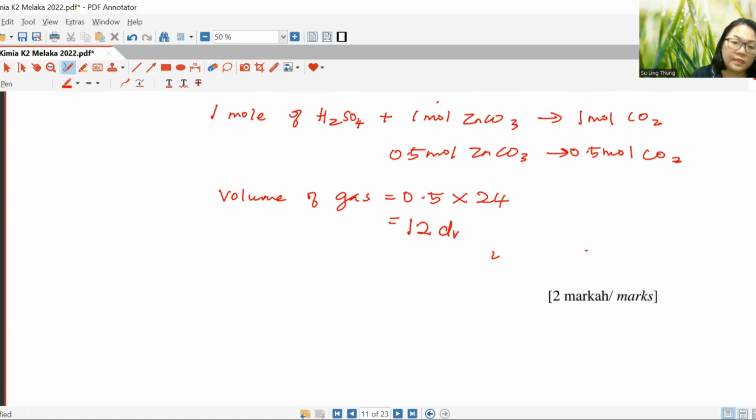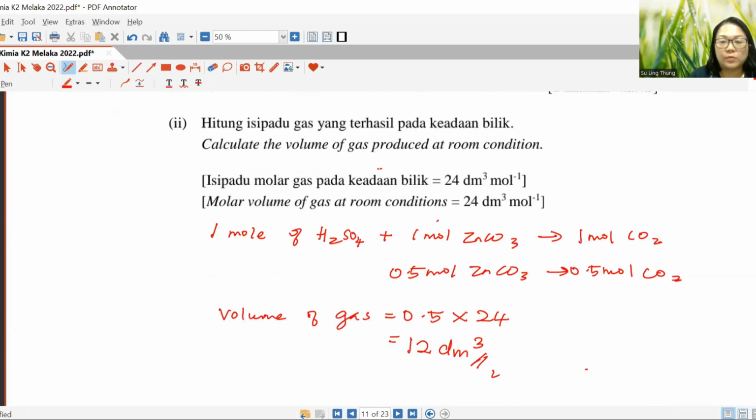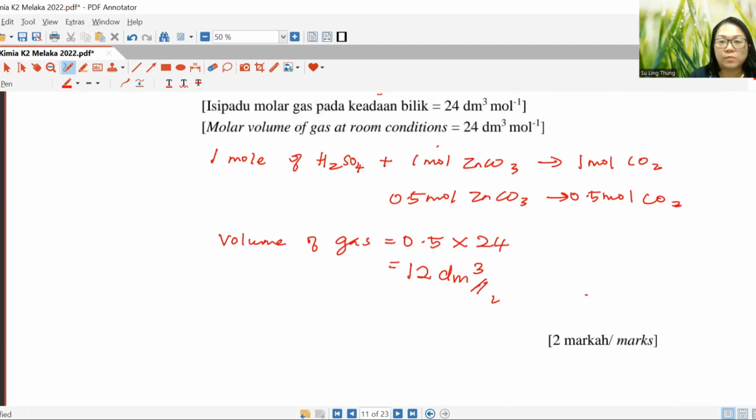12 dm cube. You have to make sure you write down the correct unit, otherwise big problem. No marks. Okay, so your first mark goes to where? Let me guide you. Your first mark goes to mole and ratio. Okay, mole and ratio, like that. So mole and ratio first mark, and your second mark goes to your answer. All right.